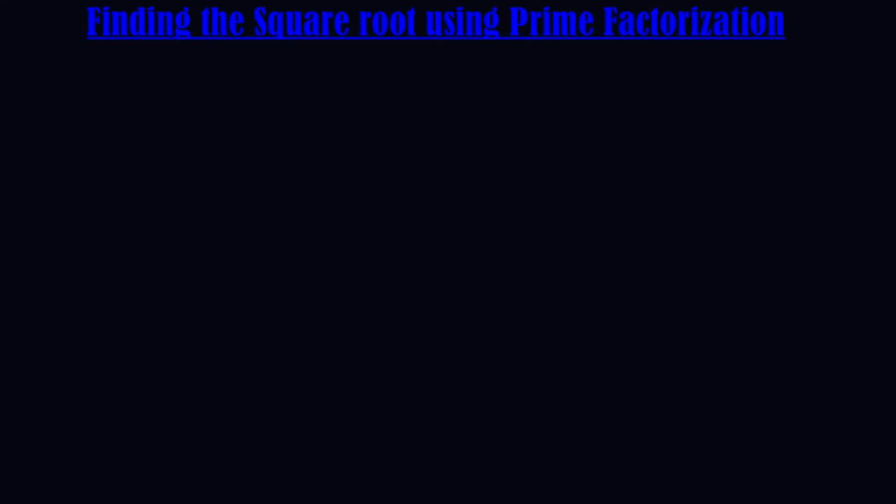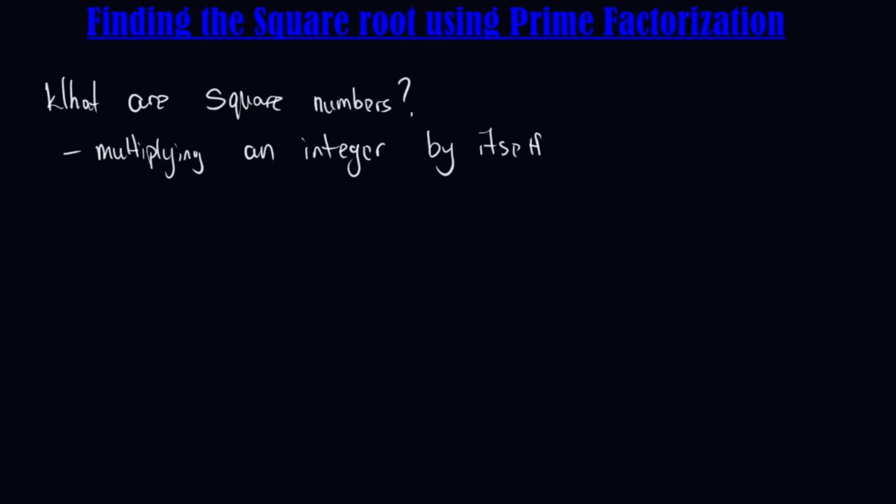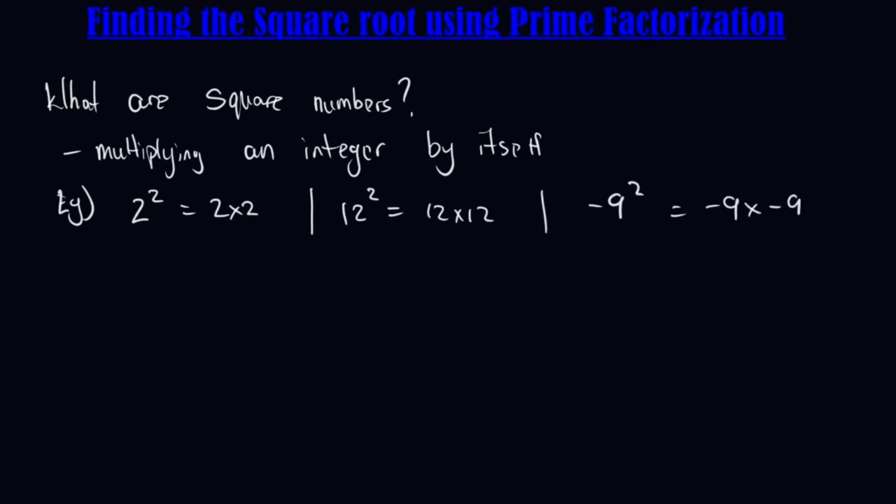Before we dive into this exciting lesson, let us first review a few key concepts. What are square numbers? The square numbers are numbers that we get when we multiply an integer by itself. For example, 2 squared, which is the same thing as saying 2 times 2. Another example would be 12 squared, which is 12 times 12. Or negative 9 squared, which is negative 9 times negative 9. So these are square numbers.